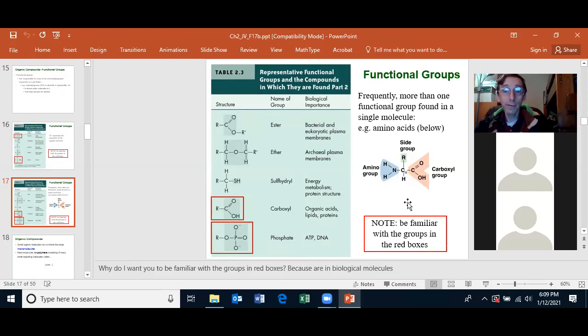So there may be more than one functional group in a single molecule. Like the amino acids, shown here, have a functional group, the amino group, the NH2 over here, and the carboxyl group, the COOH group over here.